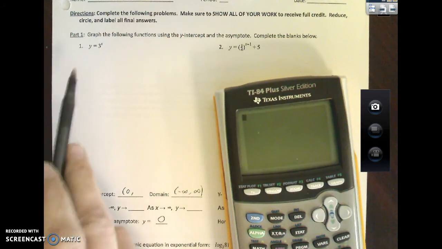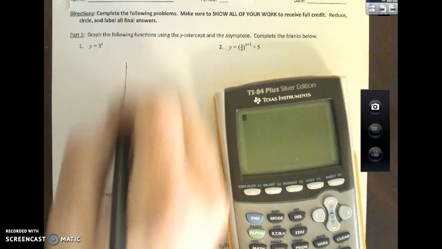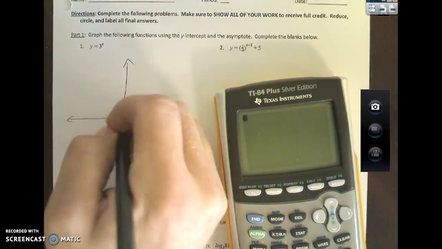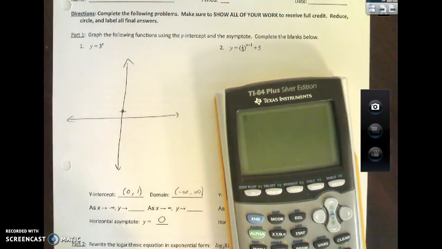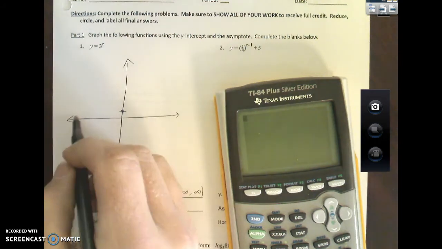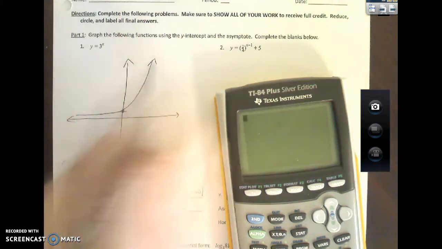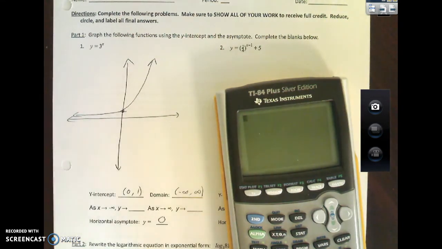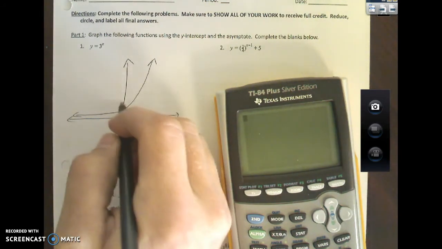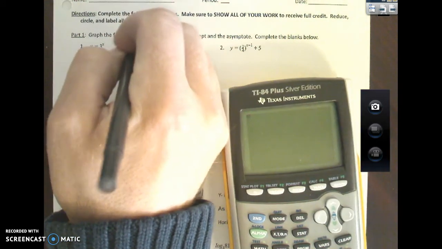My y-intercept is when I plug 0 in. So if I plug 0 in up top here, 3 to the 0 power is 1. There's my point. And let's take a look. So (0, 1) is right here. It's a growth, so it's going to be shooting up this way. Here's my asymptote going across. You can gladly use the graphing calculator for this. To get another point, I could plug a 1 in and that would give me (1, 3).